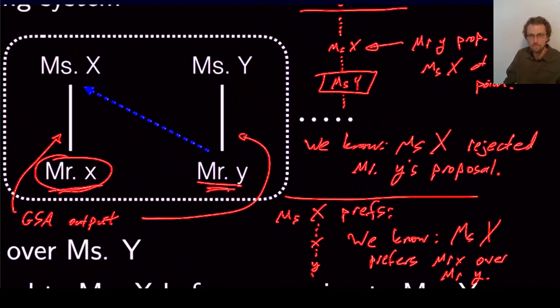these four are stable. Okay, the fact that Mr. Y is not matched with Ms. X means that she won't take him. Okay, that's it, right? Either he didn't ask in the first place because he doesn't like her that much, or he did ask and she rejected him. In either case, she won't take him.